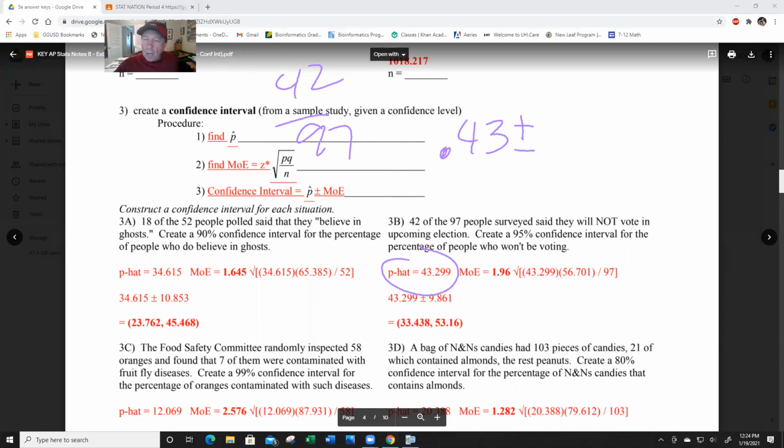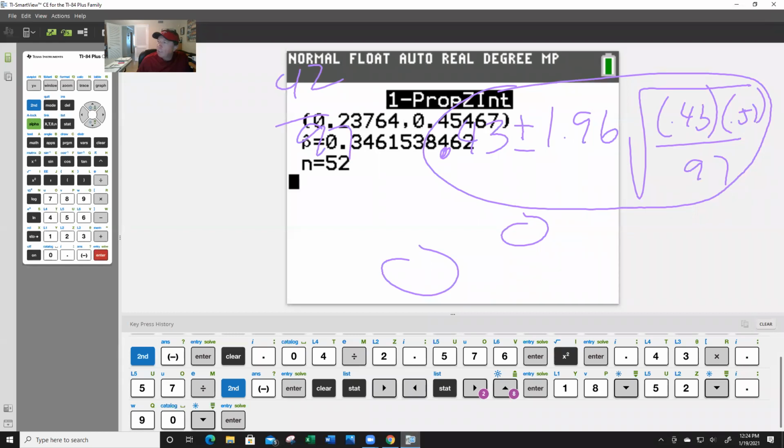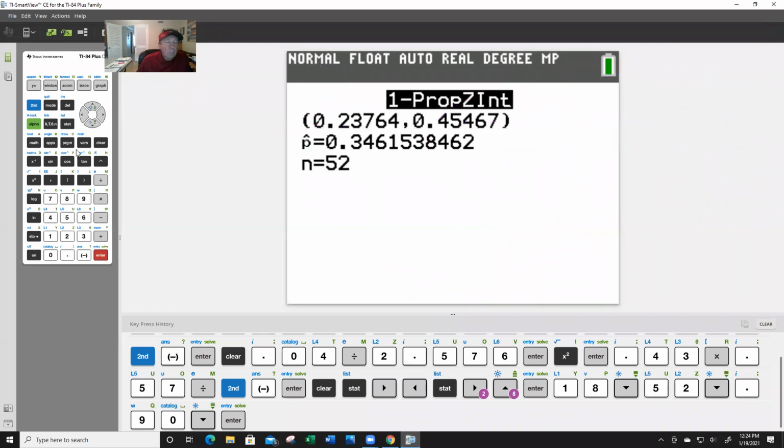So 95% confident is 1.96, if you recall that. And you're going to multiply times P, 43, 1 minus P, 57, over N, which is the denominator of 97. All you do is write that out. You do not have to calculate it by hand. Just write that out. So please write that down. Then you're going to go to your calculator. Okay, so you're going to go clear.